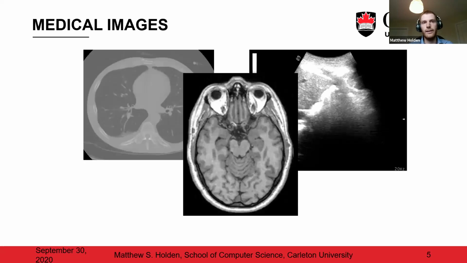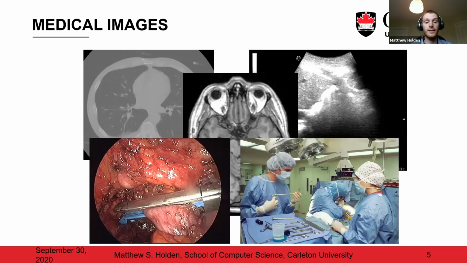So what types of data might we collect during the intervention? Well, we can collect data like medical images. So we can think about traditional medical imaging modalities like CT, MRI, ultrasound, but we might also have other non-traditional types of medical images. For example, we might collect information from laparoscopic or other endoscopic videos. We might put a webcam in our operating room and monitor our procedure there.